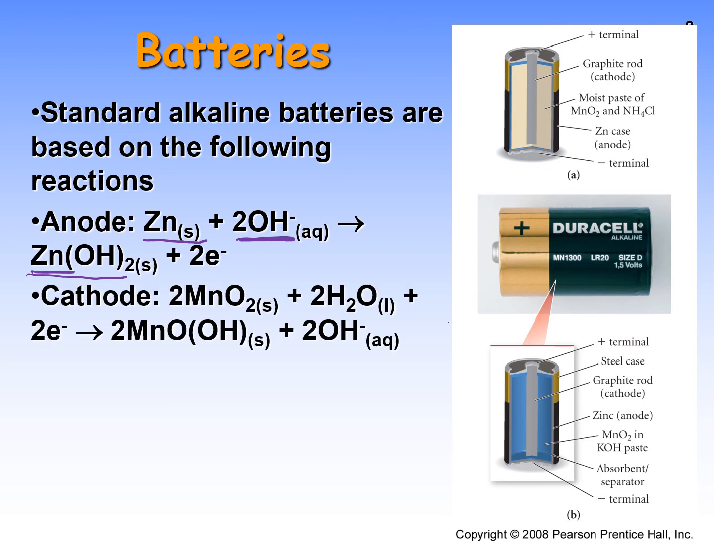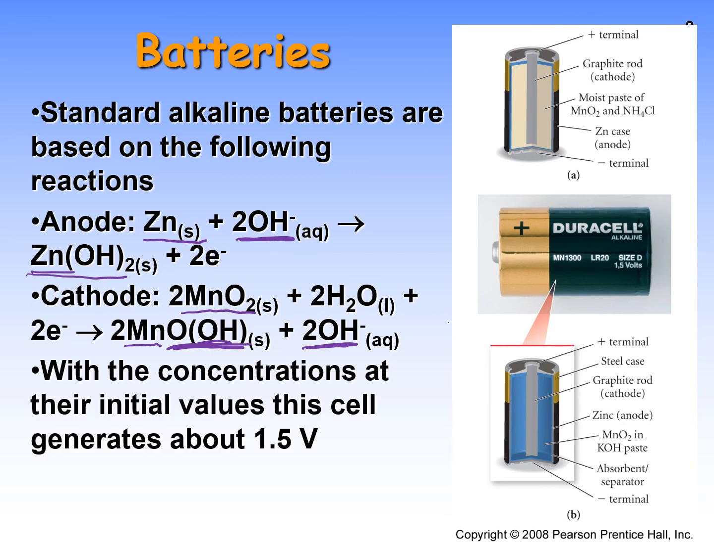At the cathode, we have reduction. So we have manganese 4 oxide being reduced to manganese 2, whatever this is. It's a complex name. We're not going to deal with it at this point. But both are in a basic environment. With the concentrations at their initial values, most of our general alkaline batteries will generate about 1.5 volts.